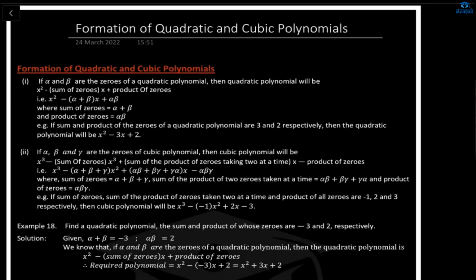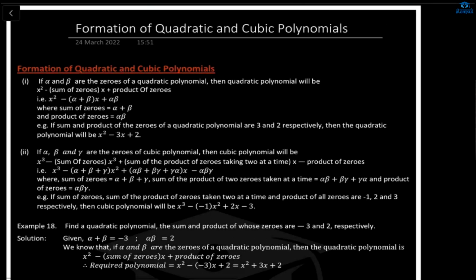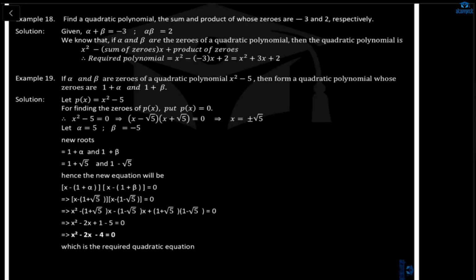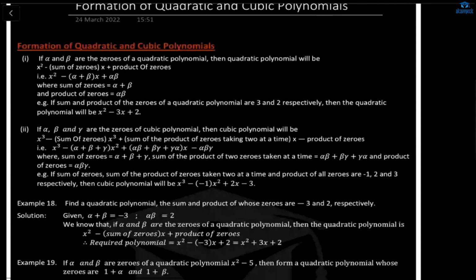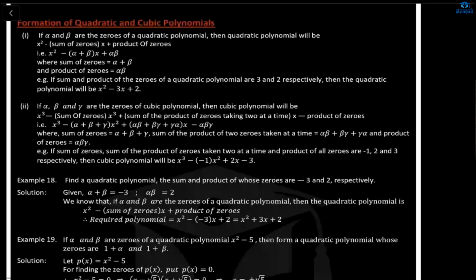Okay, now we have almost completed it till here. We have done all the examples here. So let's see now the formation of quadratic and cubic polynomial. Now actually our time is over, so we'll end the class here.